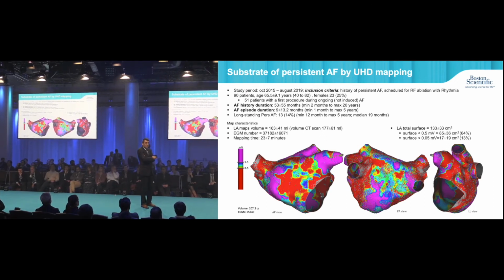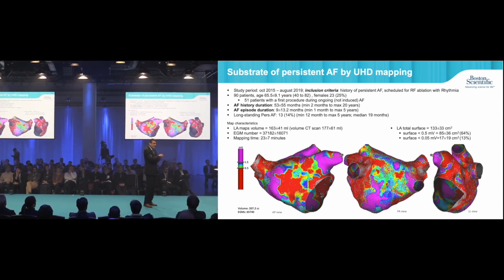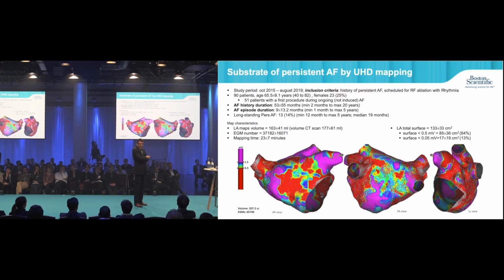Of course, these persistent patients have hugely dilated left atria. The amount of low voltage is pretty impressive. You see that 64% of the left atrial surface is below 0.5 millivolts. And we have recent data showing that voltage mapping in AFib is better correlated with scar on MRI than voltage mapping in sinus rhythm.